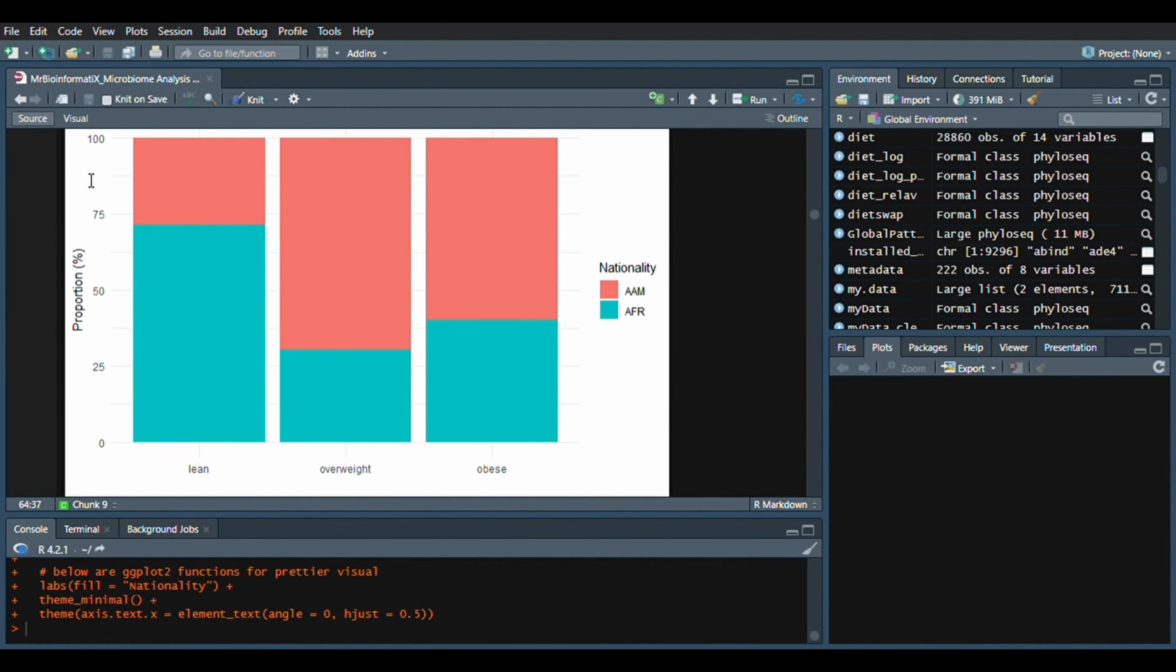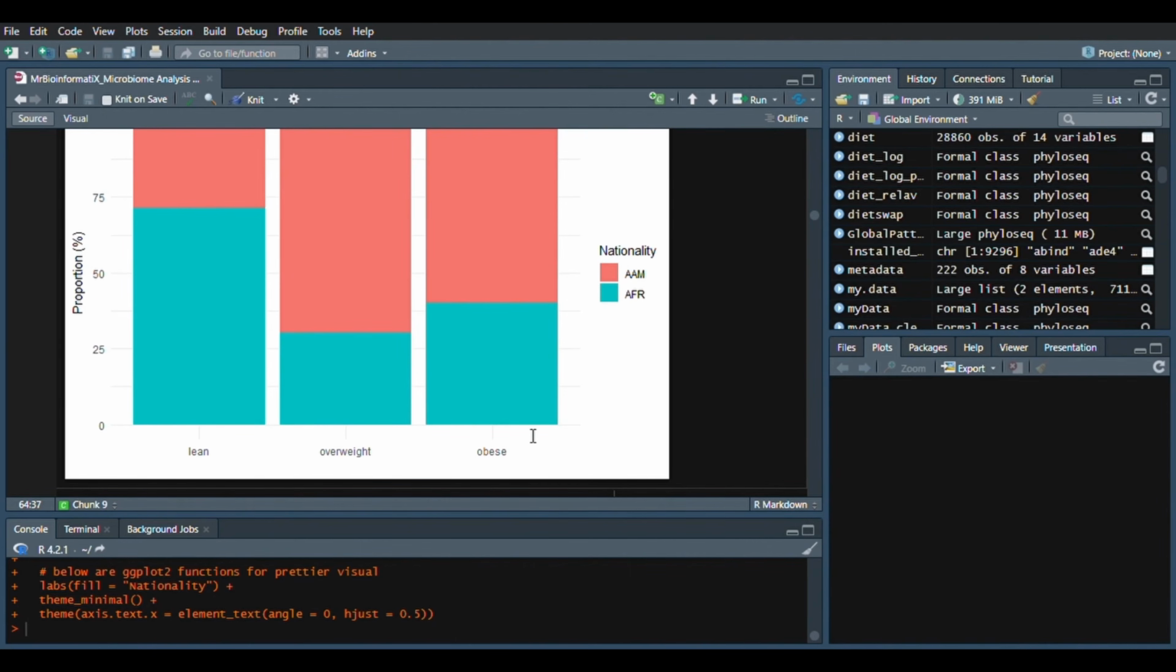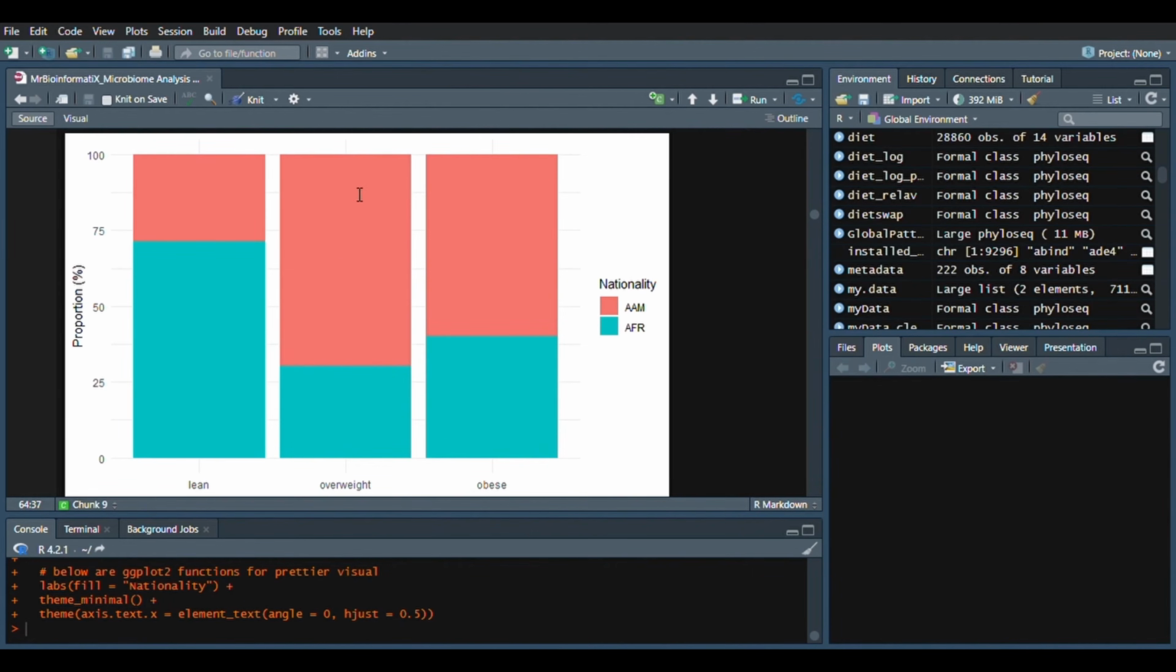We have here the y-axis proportion with percentage, and the x-axis here only indicates the BMI group, like lean or overweight or obese. So based on the plot, it's evident that African Americans, which are the red or pink color, predominantly represent the overweight and obese categories. Here, overweight and obese, because as you can see, the red color here is more than the blue color. And also for obese. But for lean, it's the opposite. African is more than African American, regarding the proportion.